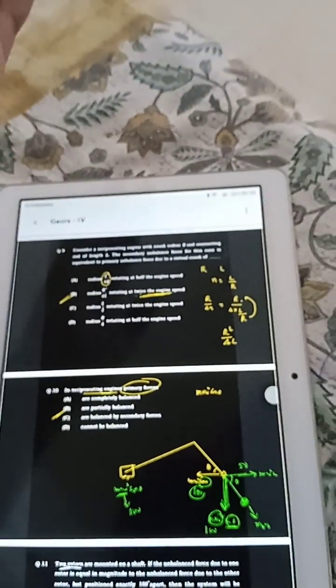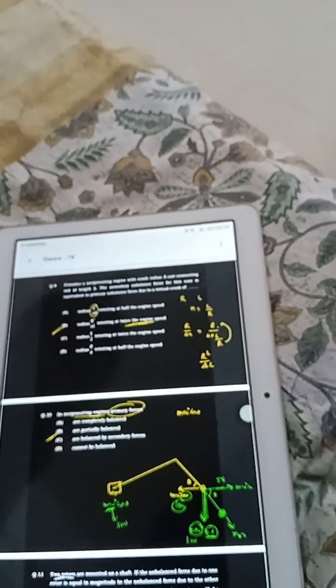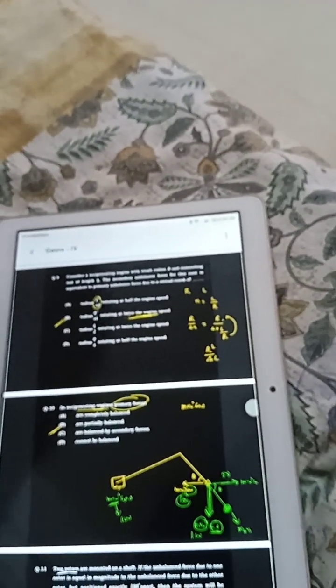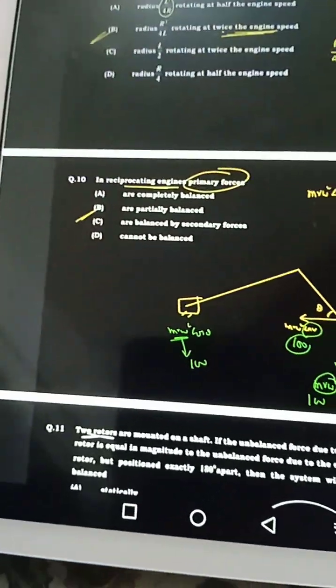In reciprocating engines, primary forces. One question I told, that in reciprocating engines we can 100% balance primary and secondary forces. This concept is used in inline engines where we can 100% balance. As I told, if we take 6 cylinders, we can perfectly balance primary, secondary, primary couple, secondary couple. But he is not asking this.